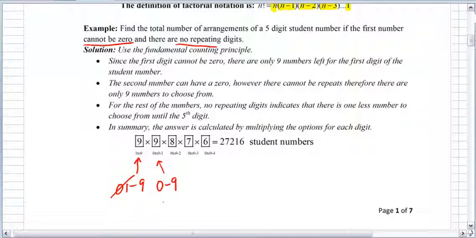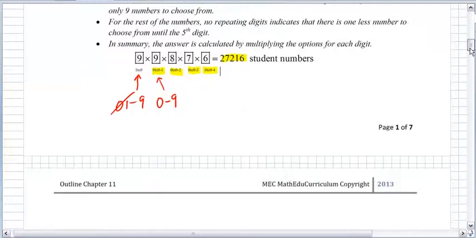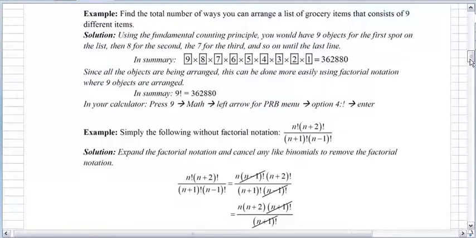The second digit does not have the 0 restriction, so you can have all the way from 0 to 9 to choose from, which is 10. However, with no repeating, you have to subtract 1, so actually only 9 options for the second digit. You then subtract 2 and 3 and 4. Every time you use a digit, you can't use it again. So that takes us to the final number of arrangements of 5-digit student numbers where the first digit is not a 0. That works out to 27,216.